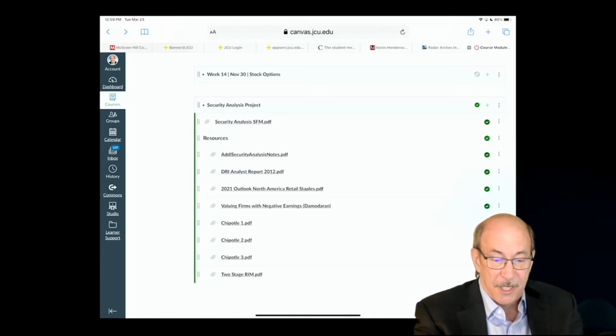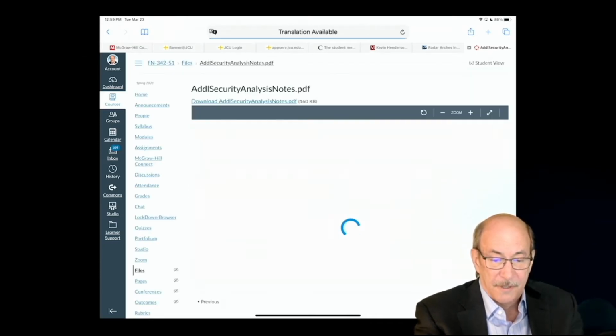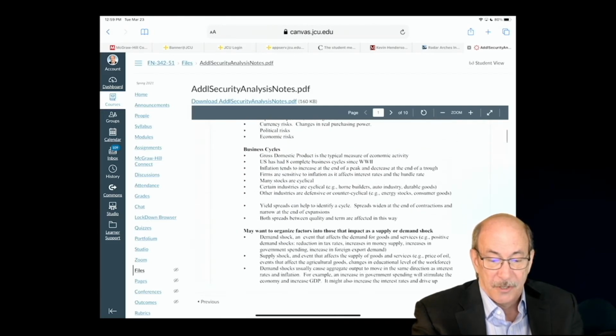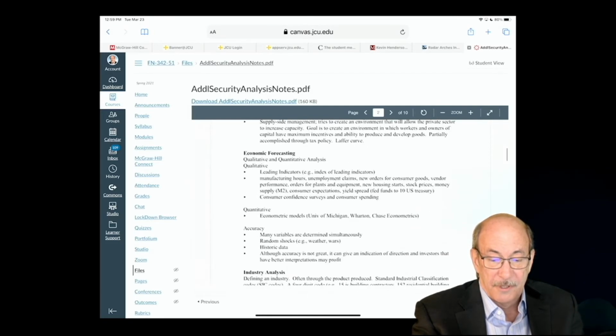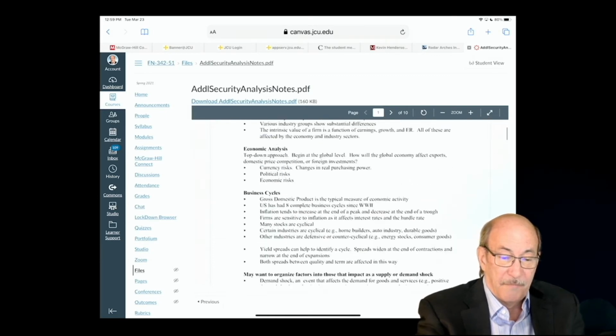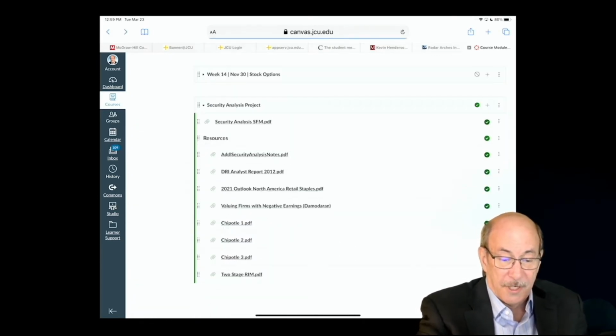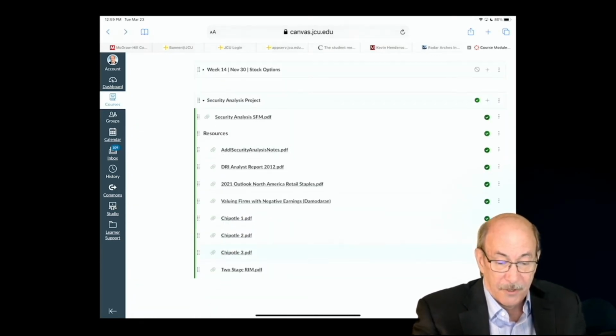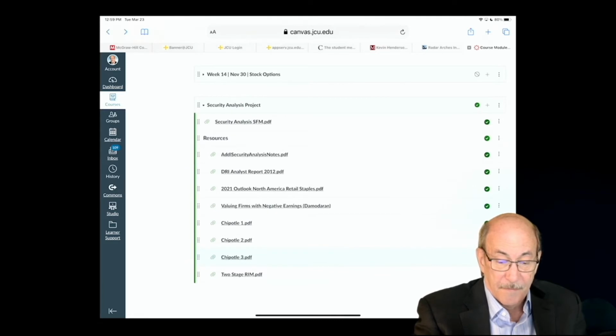By the way, here are the additional notes. Make sure you read through that. That'll help you out a fair amount. And what else did I have? I've also got some, let's see, two-stage residual income model. That'll be for later. Some information about Chipotle here.